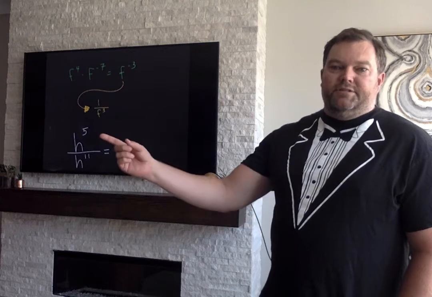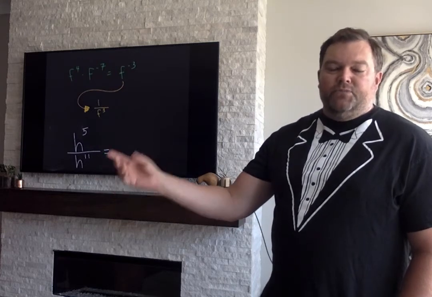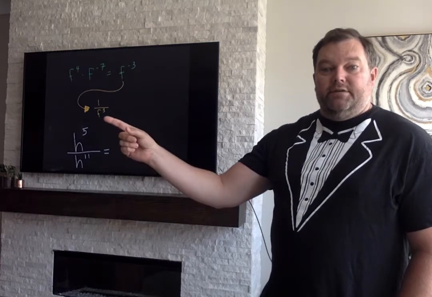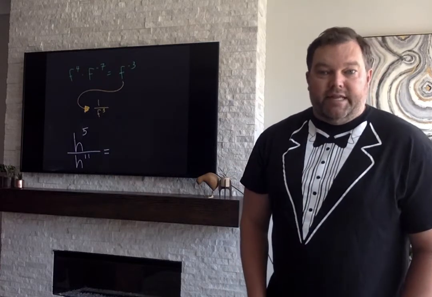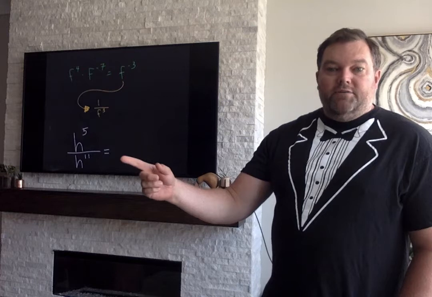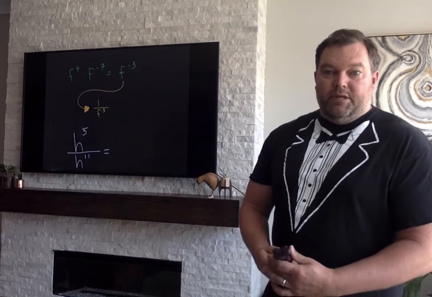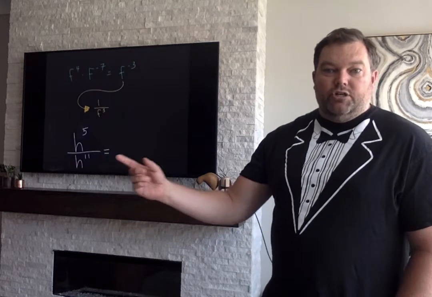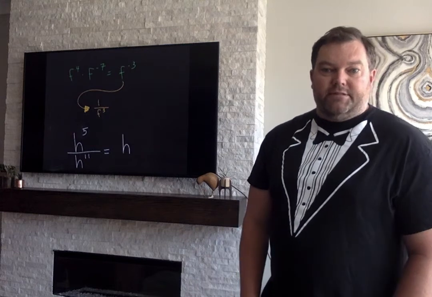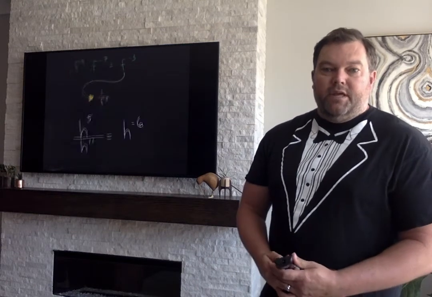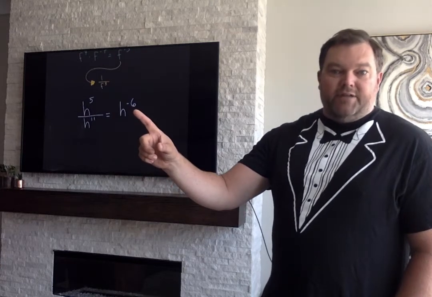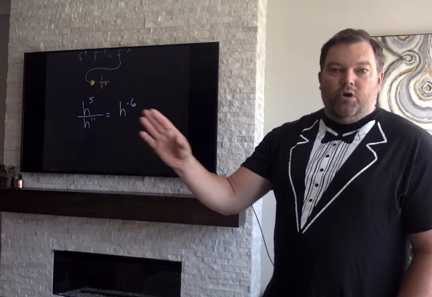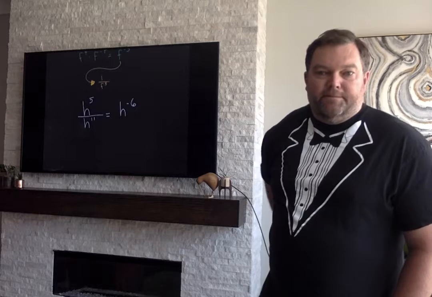If we think about this, this is dividing like bases. So we're going to subtract 5 minus 11. Hopefully you know that that's negative 6. So one of the possible answers is going to be h to the negative 6th. But if the instructions say that they don't want a negative exponent in your answer, we're going to have to think about this slightly differently, okay?